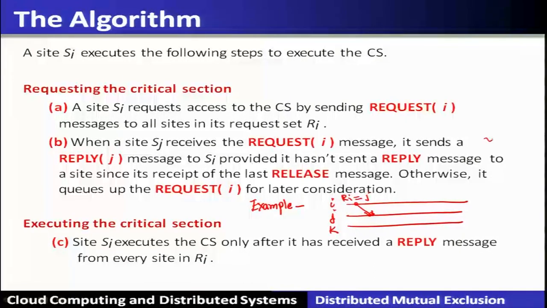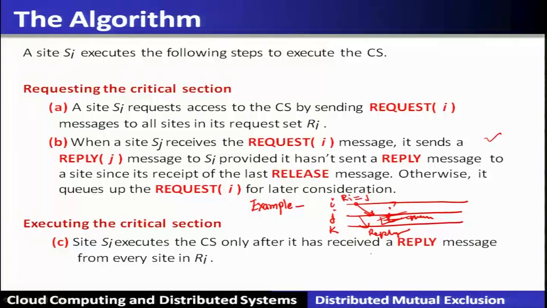In the second step, when the site Sj receives the request message, then it sends a reply to Si, provided it hasn't sent a reply to anyone. Since J hasn't sent a reply, it will send a reply back. Now, if it has already sent a reply to some other site, then it will not send. Then it will queue up this particular request. In its queue, this request will be there. Why? Because it has already given the reply.